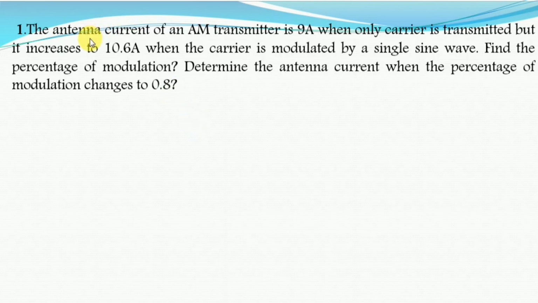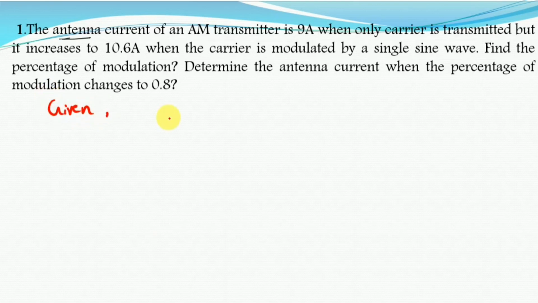Here it is given that the antenna current of an AM transmitter is 9 amperes when only carrier is transmitted, but it increases to 10.6 amperes when the carrier is modulated by a single sine wave. Find the percentage of modulation and also determine the antenna current when the percentage of modulation changes to 0.8. So in this problem, what are the given parameters?